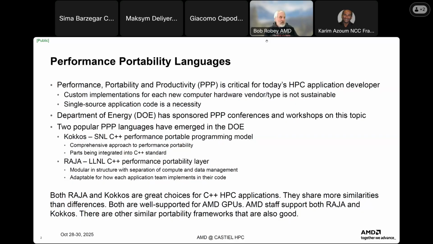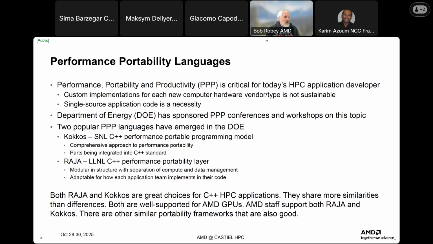Two of the popular PPP languages that have emerged are Kokkos and RAJA. They're both good systems, and actually there are several other languages that use the same concept. There's OCCA, SYCL, and YAKL, yet another kernel language, and other application niches have developed their own tools that follow this sort of approach.